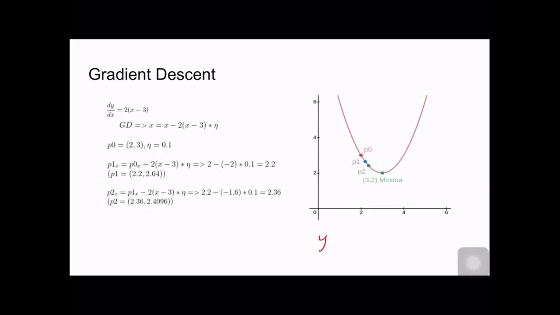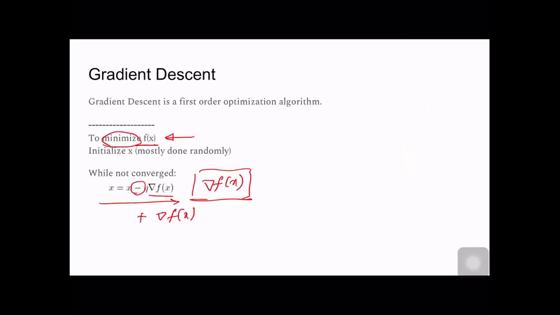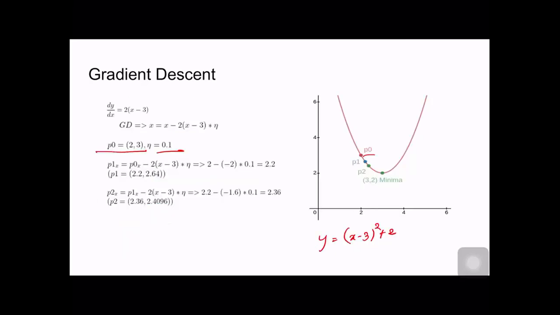We'll use the same parabola from before, given by (x minus 3) the whole squared plus 2. Let's start with a random point a little close to the minima, P0. Let's select P0 to be (2, 3). I forgot to mention that this eta here is called our step size, and this is a parameter that we choose. So let us choose eta to be 0.1 and apply gradient descent to P0. Let's find P1. This is nothing but P0's x minus 2 times (x minus 3) times eta, which comes out to be 2.2. Substituting 2.2 back in the parabola equation, we get the point (2.2, 2.64).